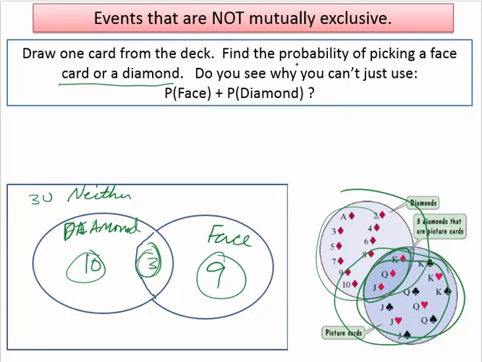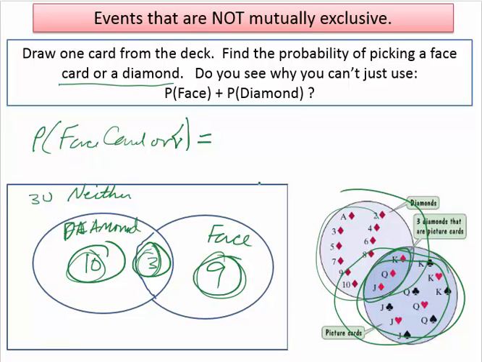So, find the probability of picking a face card or a diamond. So the probability of a face card or diamond is, all you do is add this up. 10 plus 3 is 13 plus 9 is 22, so it's 22 out of 52, which reduces to 11 out of 26.